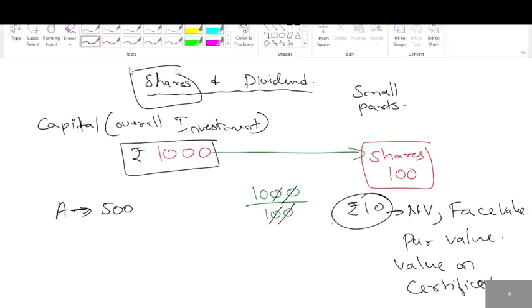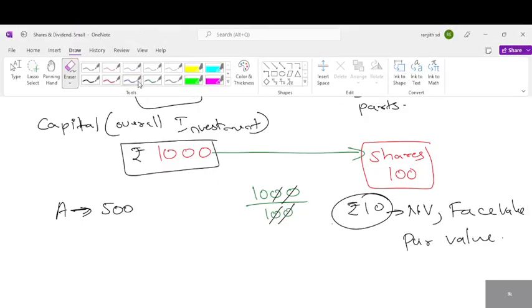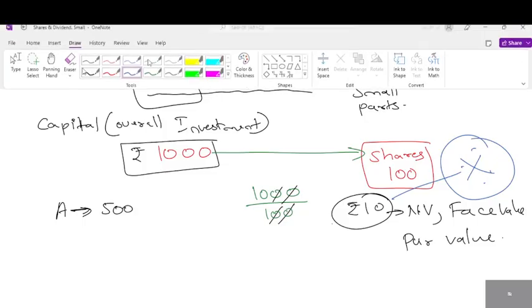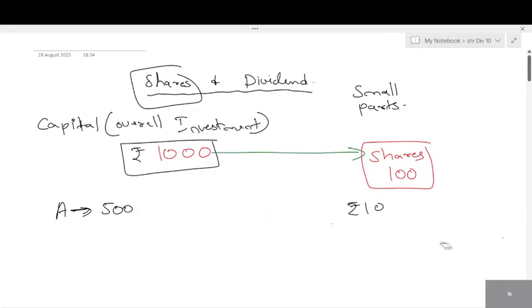So you have to consider nominal value, face value, or par value before starting a company. Before starting, it is fixed. This value will never change. Remember, before starting, whatever you set, this value will never change. It is fixed. Okay. Now next, each share is rupees 10.